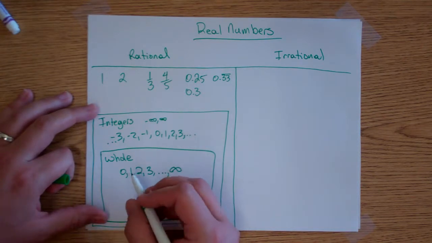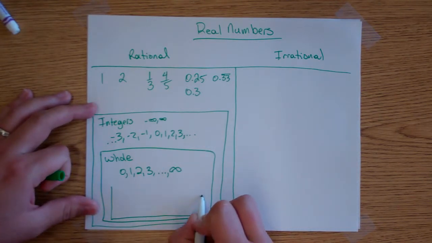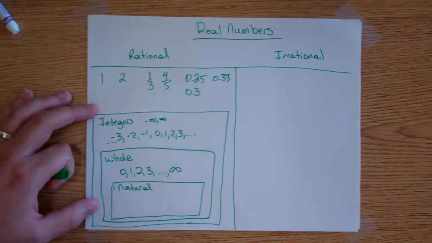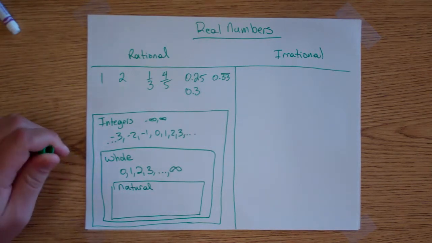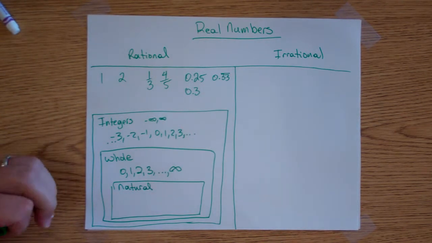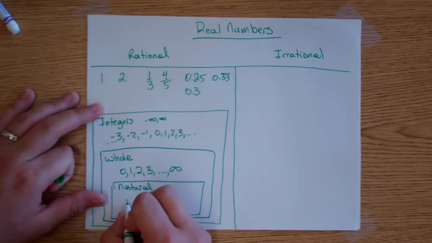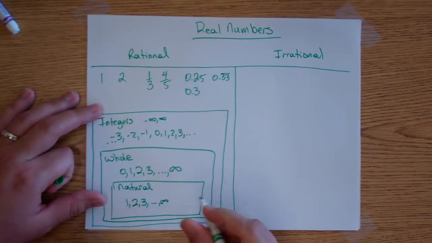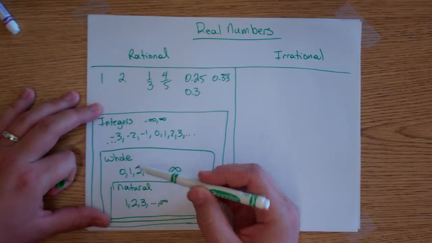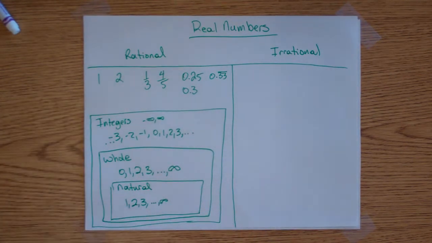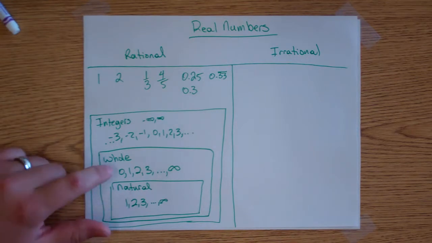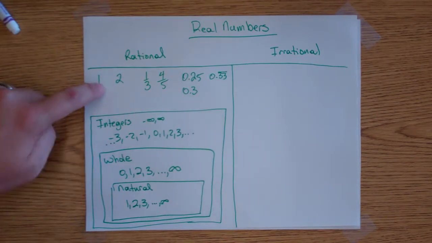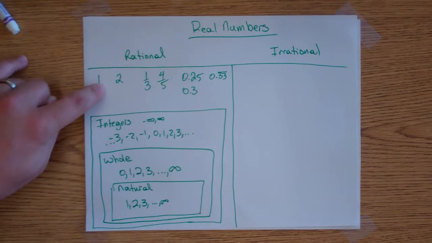Now, whole numbers can be broken down one step further into what's called natural numbers. Now, natural numbers are also sometimes referred to as the counting numbers because they start at 1 and go to positive infinity. So the only difference between natural numbers and whole numbers is the 0. Natural numbers do not include 0, whereas whole numbers include 0. With integers, you throw in the negative numbers, and with rational numbers, you throw in fractions, terminating decimals, and repeating decimals.